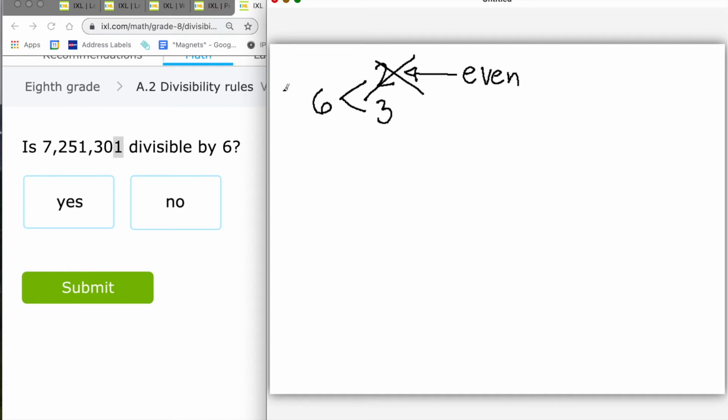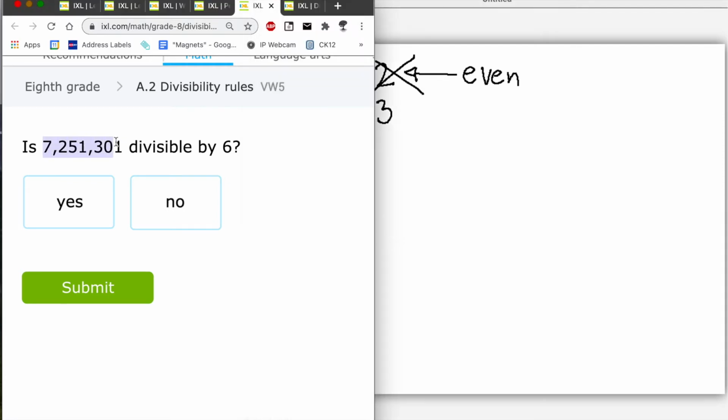That's true. How come? Well, because 2 and 3 both need to go into this big number for 6 to also go into this big number. You can see how 6 is the most complicated. This is the most complicated one.